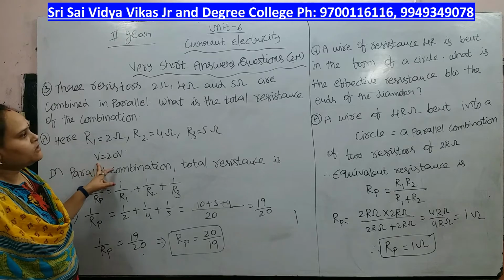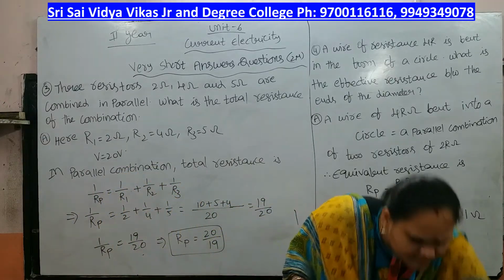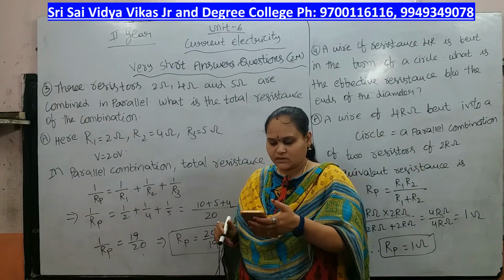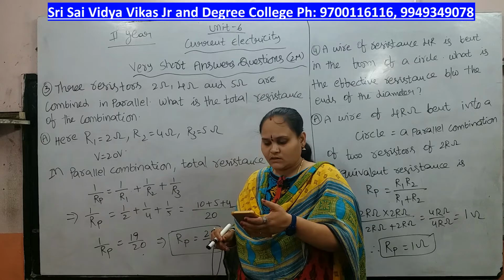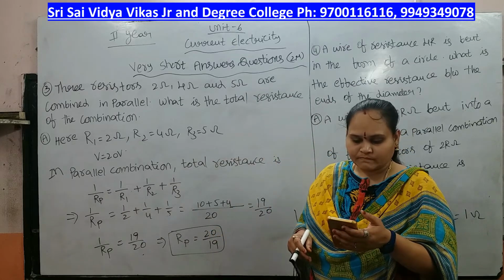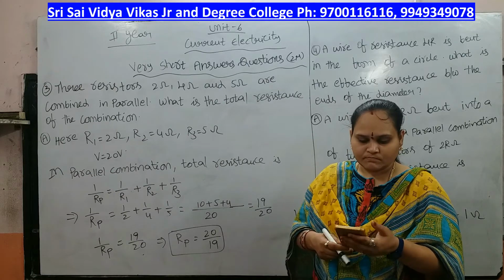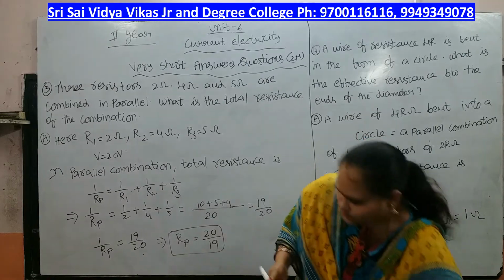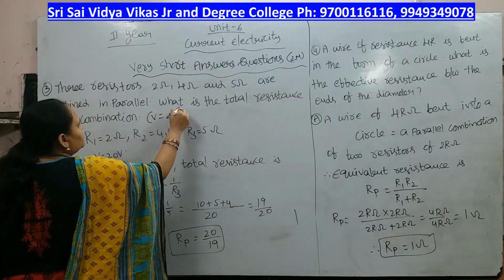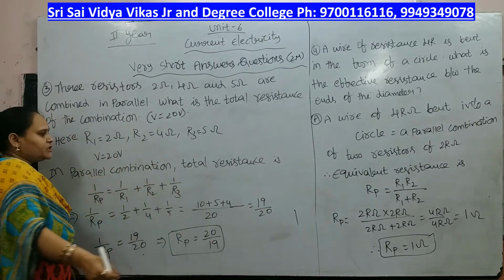Here V equal to 20 volts. Okay, 20 volts. Voltage, how can we write effective resistance between the... Here R equal to 20 ohms. Okay. So now calculate the parallel combination of total resistance.